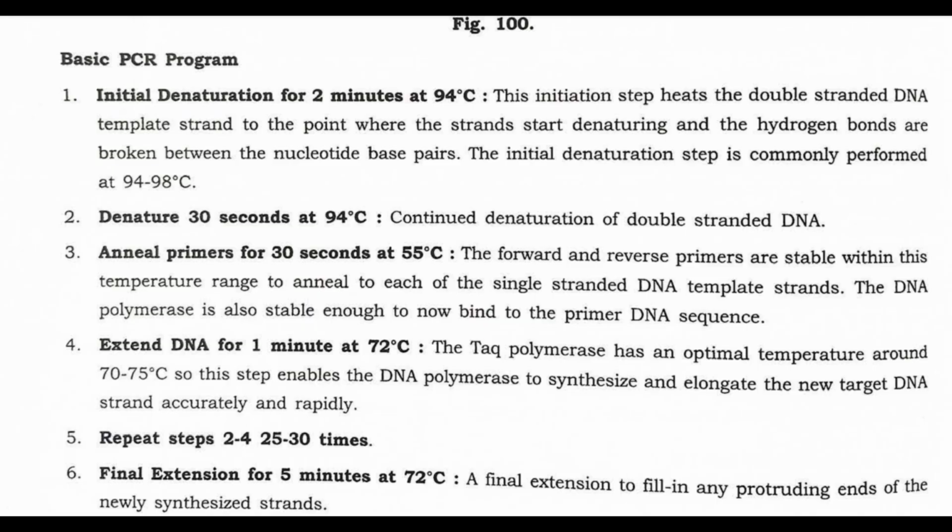Fourth step, extend DNA for 1 minute at 72 degrees Celsius. The Taq polymerase has an optimum temperature around 70 to 75 degrees Celsius, so this step enables the DNA polymerase to synthesize and elongate the new target DNA strand accurately and rapidly.